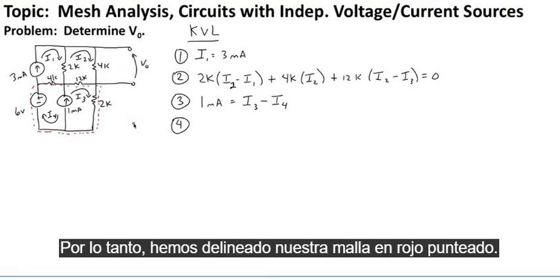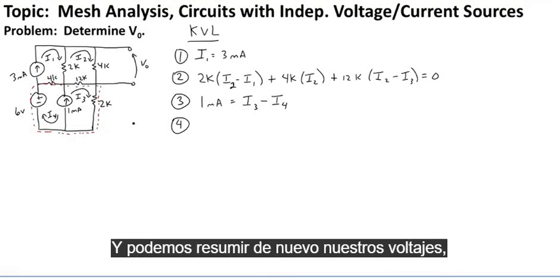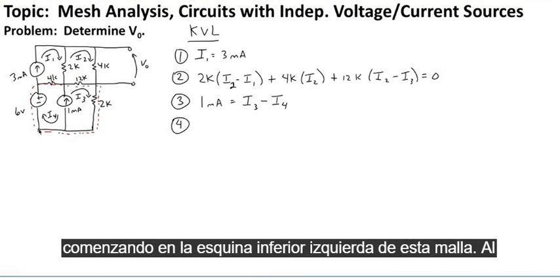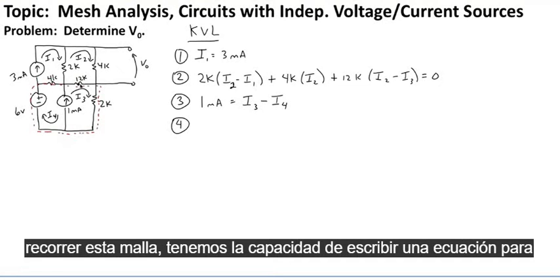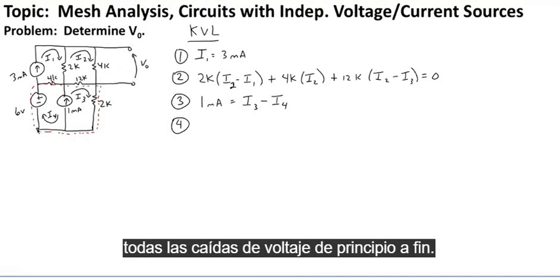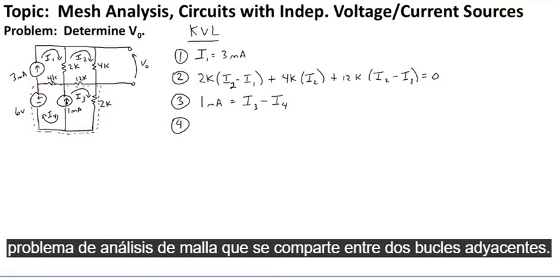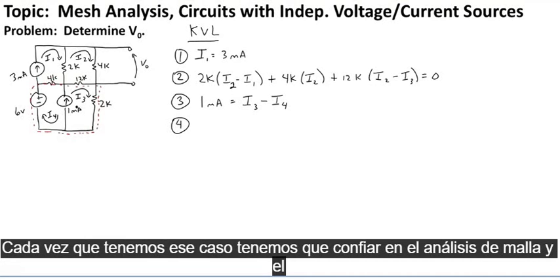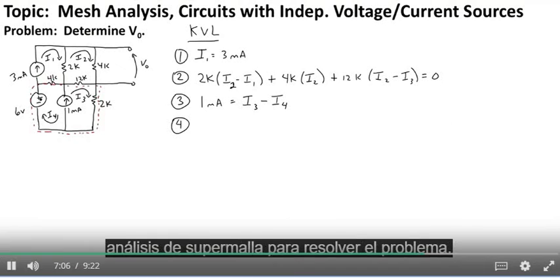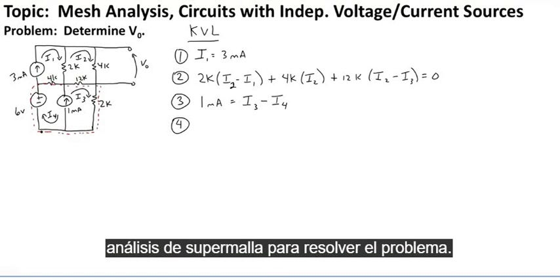So we've outlined our mesh in dashed red. And we can, again, sum up our voltages starting in the lower left-hand corner of this mesh. Going around this mesh, we have the ability to write an equation for all the voltage drops from start to finish. And this is, again, the super mesh. We use this concept when we have a current source in a mesh analysis problem that is shared between 2 adjacent loops. Whenever that is the case, we have to rely on mesh analysis and super mesh analysis in order to solve the problem.